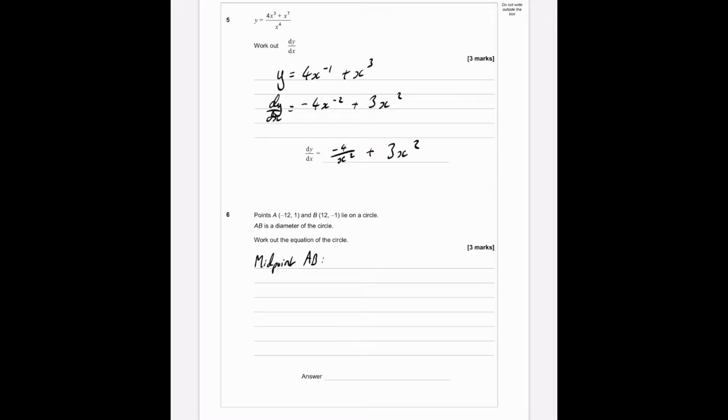Question 6. The midpoint of AB. Here I'm searching for the centre of the circle. The midpoint comes out as 0, 0, so the circle is centred at the origin. And then the distance of either point A or B from the origin will give us the radius. So a bit of Pythagoras, square root of 12 squared plus 1 squared, square root of 145. That tells us the radius is root 145, so the equation is x squared plus y squared equals 145.